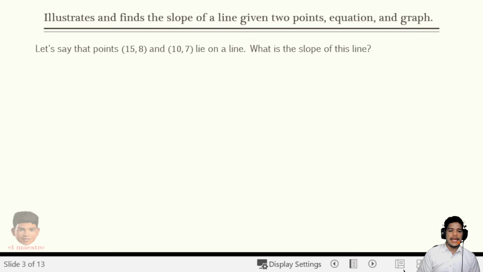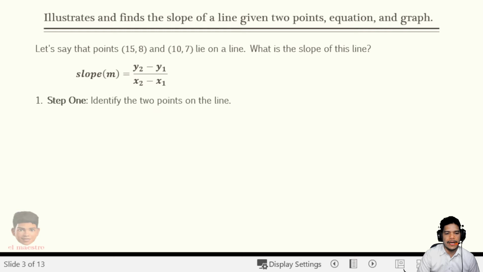So first, let's go through the steps one by one. What are those steps? First, we are going to use the slope of the line formula. We just wrote it down so we can memorize it. Then the first step is we are going to identify the 2 points. With the given, we identified that these 2 points are the ordered pairs (15, 8) and (10, 7). Since we identified the 2 points, we just write them down.